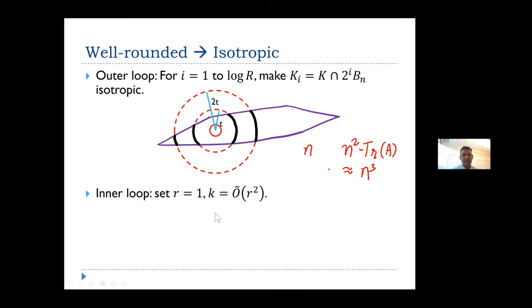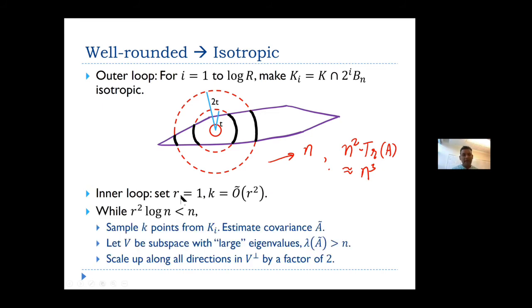The way we'll do that is the following. I'm going to state the algorithm here and then we'll discuss it in detail. So the naive way to do it is to use n samples each time, right? Rather, we won't use n samples. So when we start out when it's well-rounded, we have a ball of radius 1. We're going to use very few samples, just O tilde R squared, so about R squared times polylog n. And here's the algorithm. We'll sample k points, estimate the covariance. So it'll be a very crude estimate.